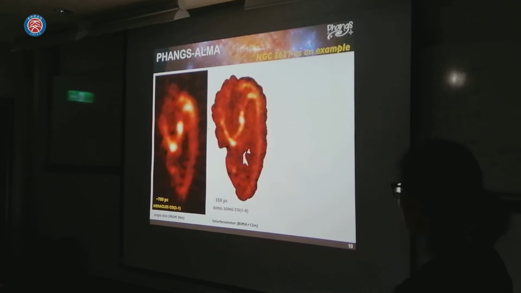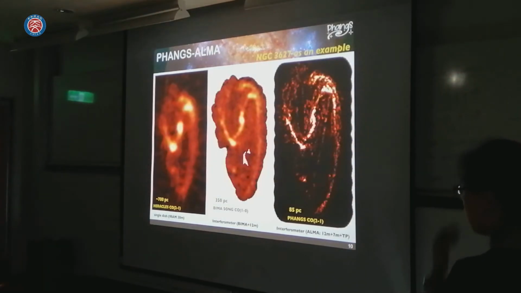And this is the same galaxy observed with the BIMA interferometer, and the physical resolution is 2 times higher. So we start to see some substructures along the bar and spiral arm.